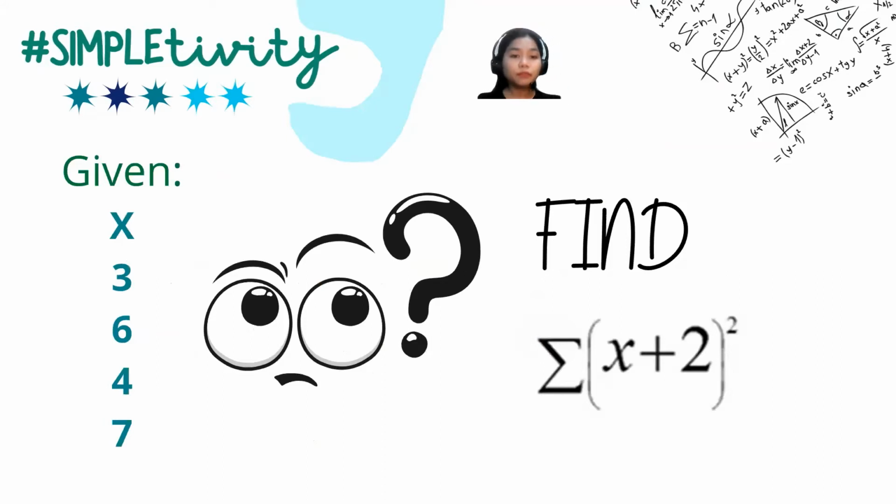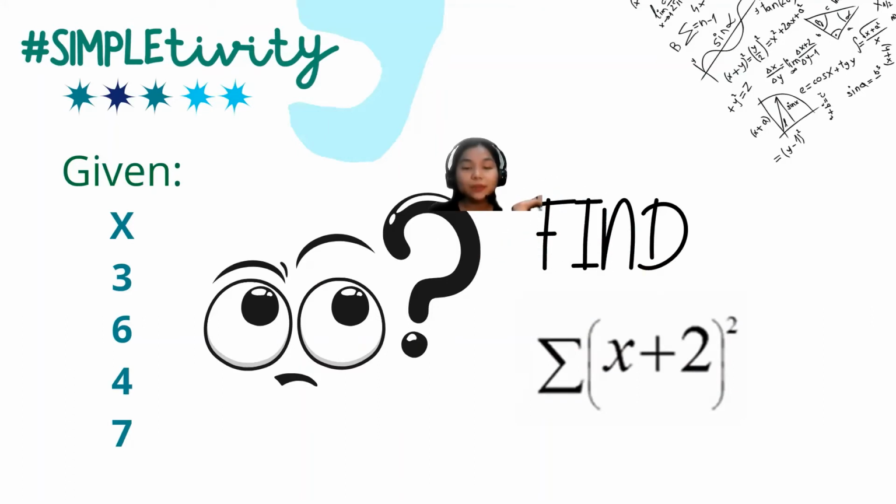Another one. We have these given values for x. So x sub 1 is 3, x sub 2 is 6, x sub 3 is 4 and x sub 4 is 7. Let me repeat. x sub 1 is 3, x sub 2 is 6, x sub 3 is 4, and x sub 4 is 7. We need to find the summation of (x plus 2) squared. Okay? So the summation of (x plus 2) squared.